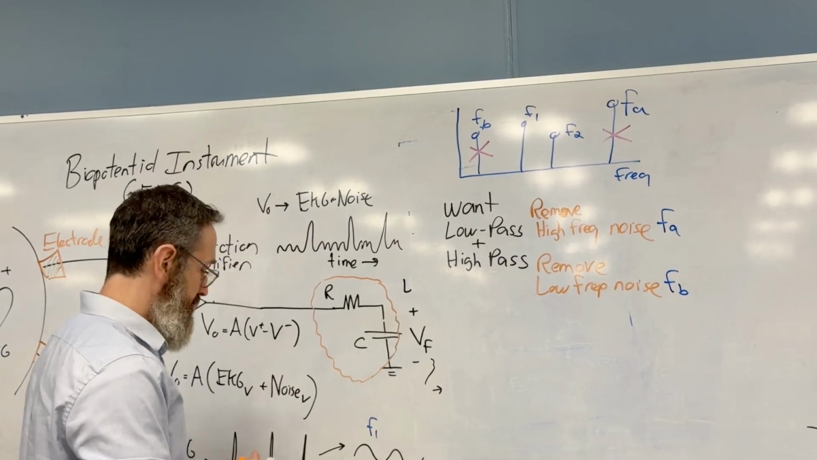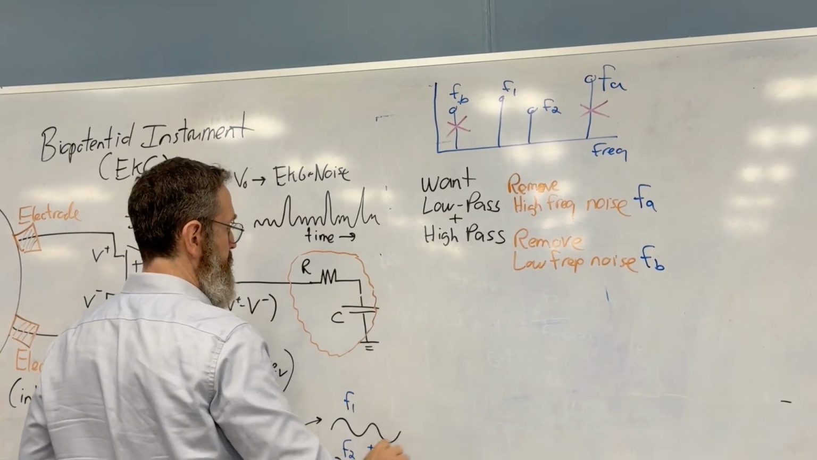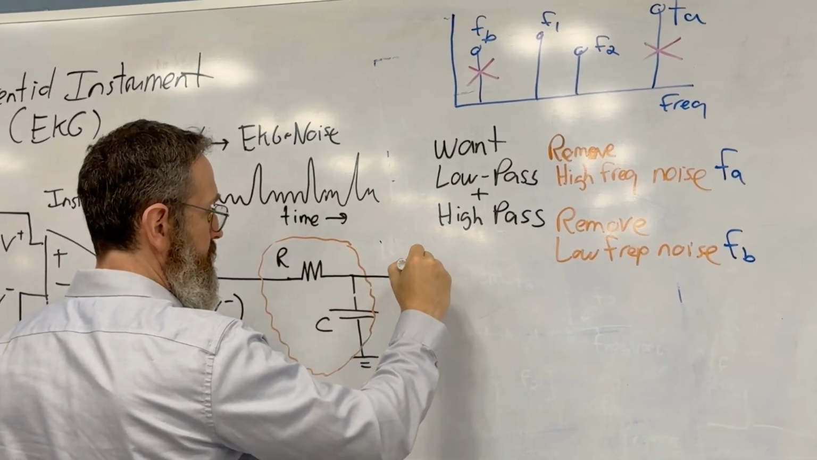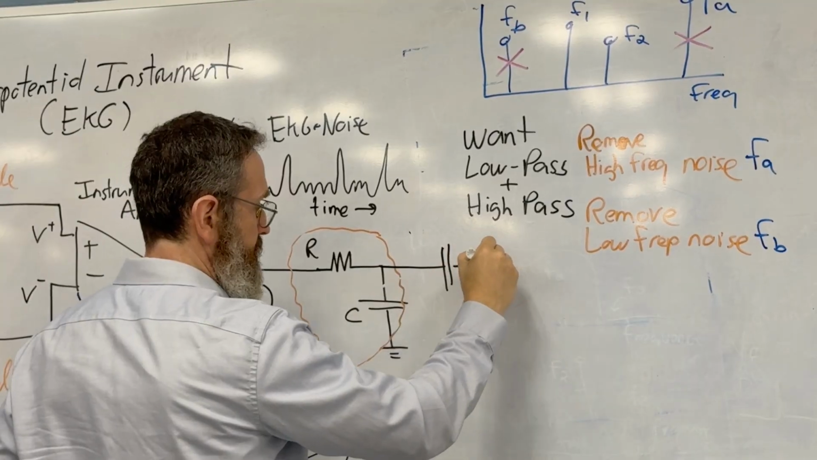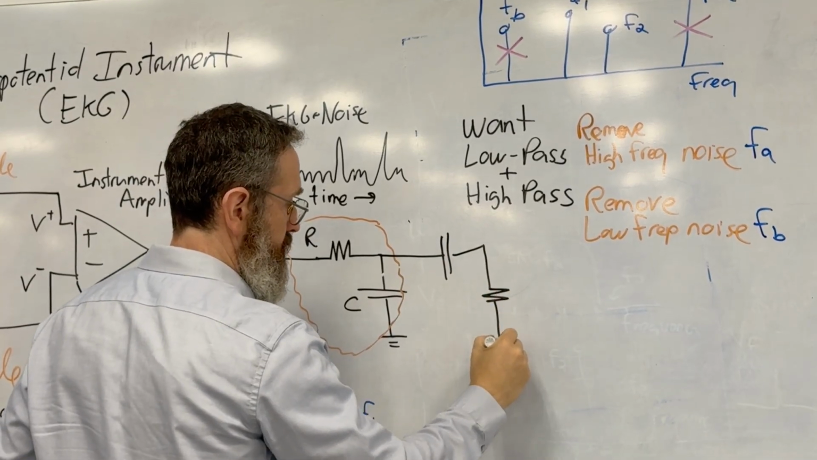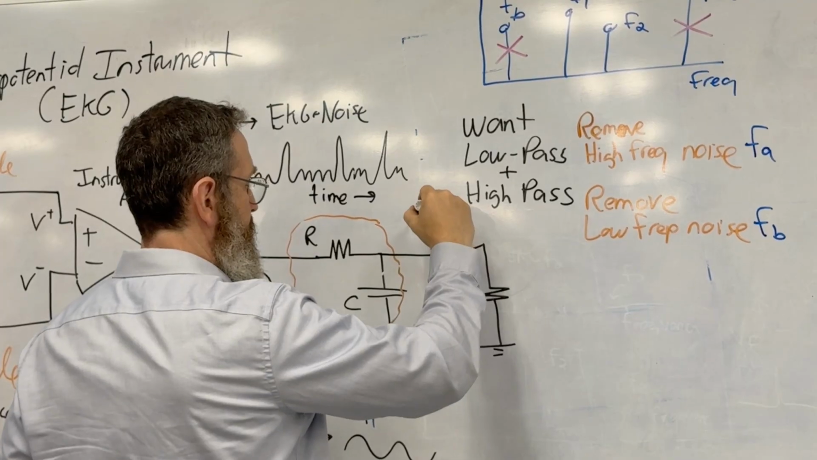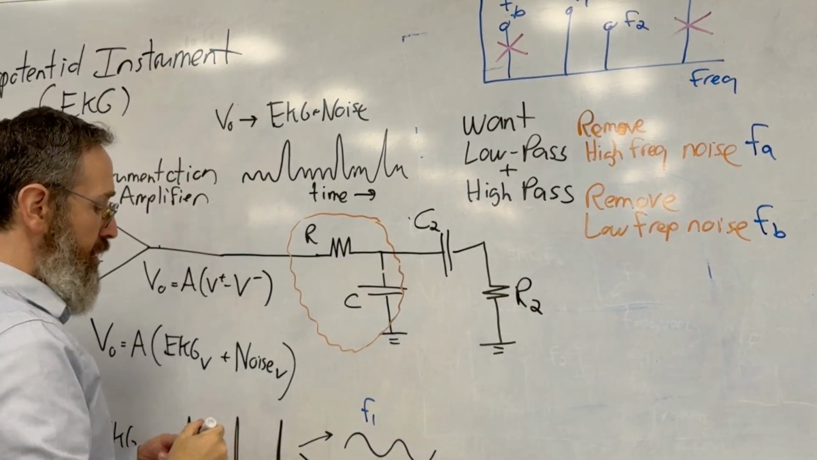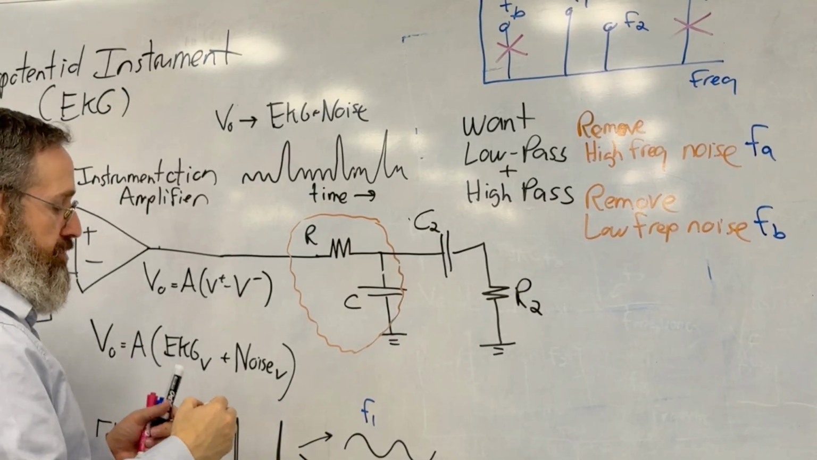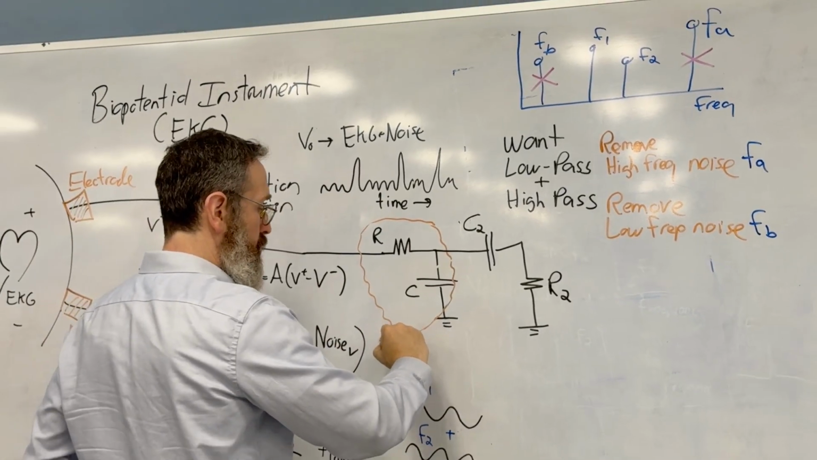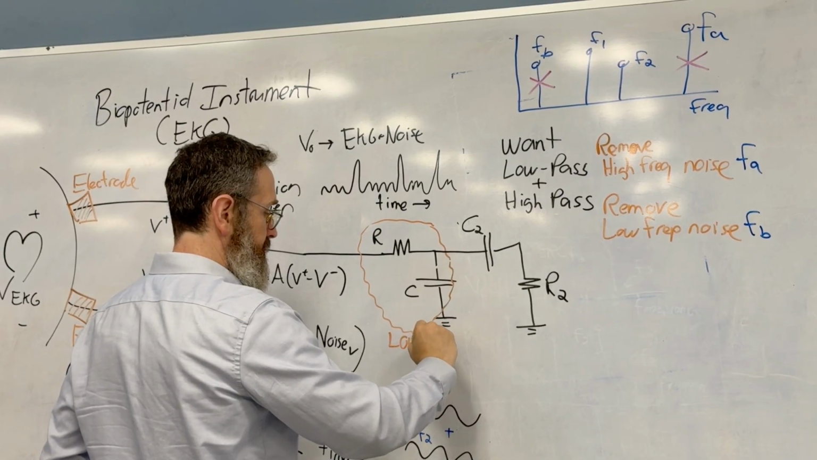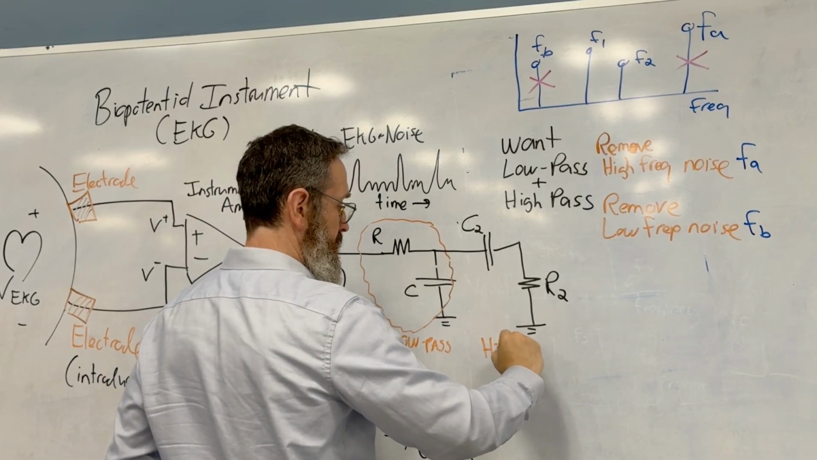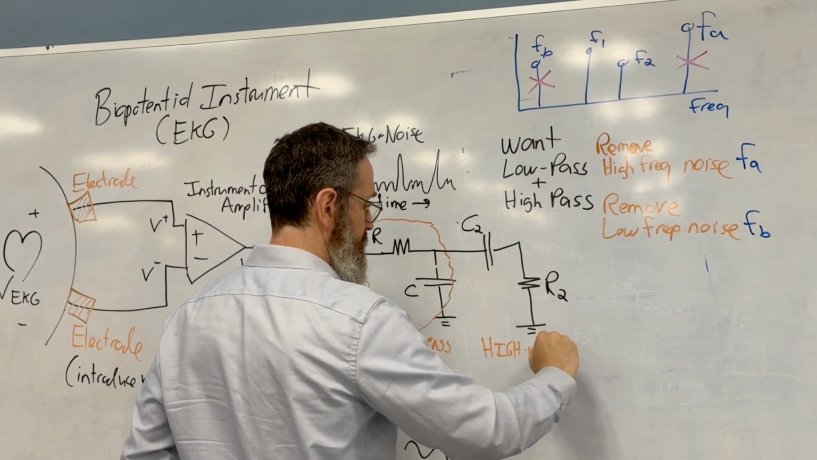So you might say, well, this is what I'm going to do. I'm going to add another stage here. I'm going to add another circuit here. And this time, I'm going to do it this way. And here maybe I have my C sub 2, and here I have my R sub 2. And so what I have here is two stages, right? I have my low pass stage. And here, I have my high pass stage.